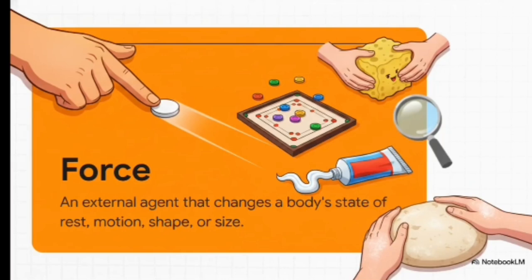Force is simply that external agent doing all the heavy lifting. It's the thing that shifts a carom board striker from sitting totally still into rapid motion with just a quick flick of your finger. It's what stops a moving object in its tracks. And for non-rigid things, like a sponge, a tube of toothpaste, or that baker's dough, force is what actually changes their shape and size when you compress or push them.